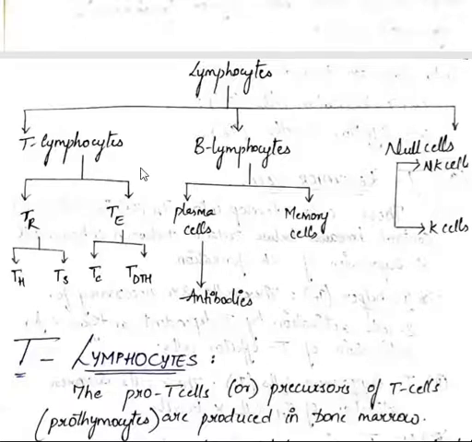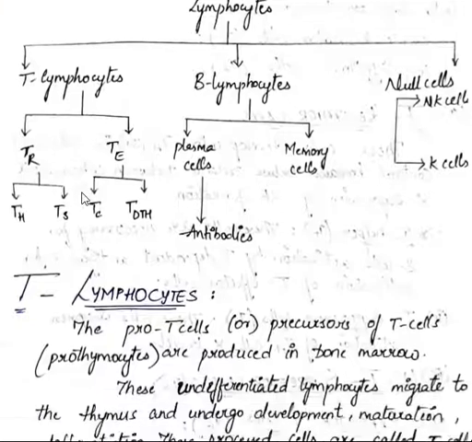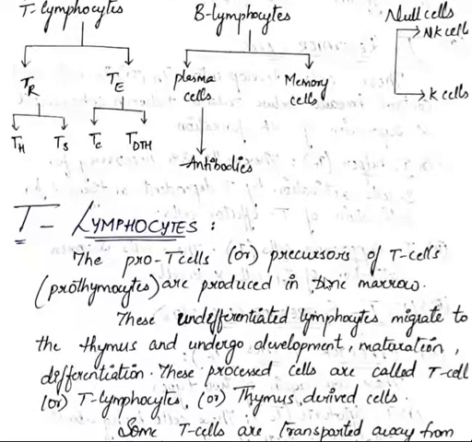So here we are going to discuss in detail about the T cells or T lymphocytes, then B lymphocytes or B cells, and even the null cells. So let's go with the first type of the lymphocytes, that is T lymphocytes. The pro T cells or precursor of T cells, which are often called prothymocytes, are produced in the bone marrow.